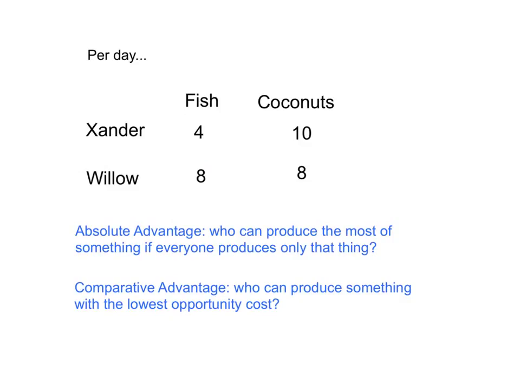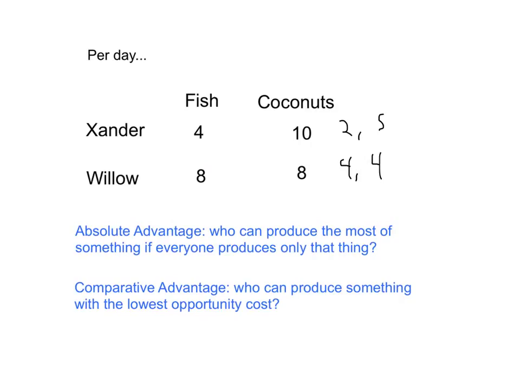Now let's say that they don't work together at all. They just do their own thing. So Xander, they like to have a balanced diet. So Xander will have 2 fish and 5 coconuts. He'll spend half his time on fish and half his time on coconuts. So that's his per day. He'll have 2 fish and 5 coconuts, and Willow will have 4 fish and 4 coconuts.